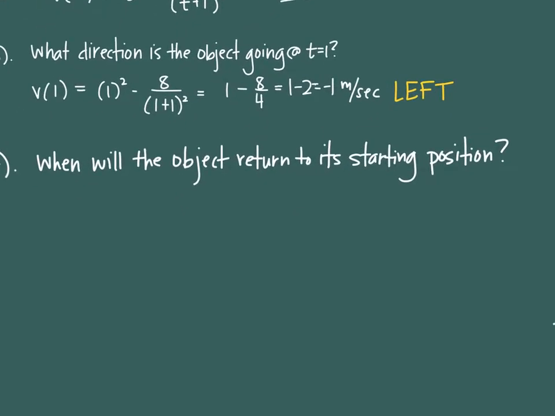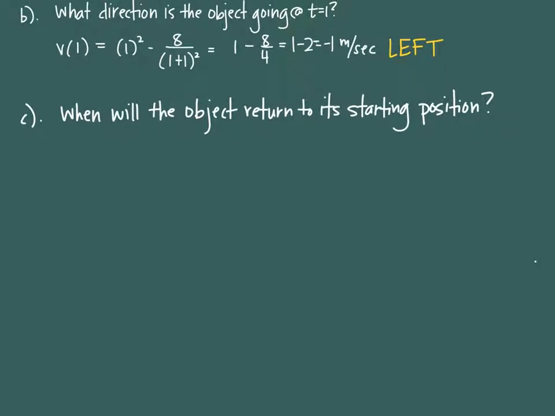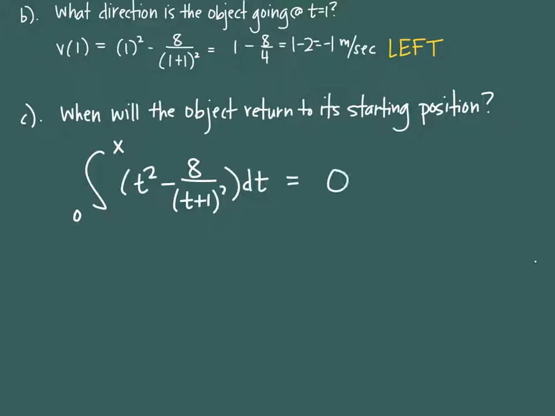All right, we talked about when you return to your starting position, that's called the displacement. And when your beginning starting position and your ending final position are the same thing, when you've returned, what do you know about the displacement? It's 0. So you have to set up, starting at 0, to some mystery time we don't know, because the question is when, the integral of my velocity, which is t squared minus 8 over t plus 1 squared dt. When will that be equal to 0?